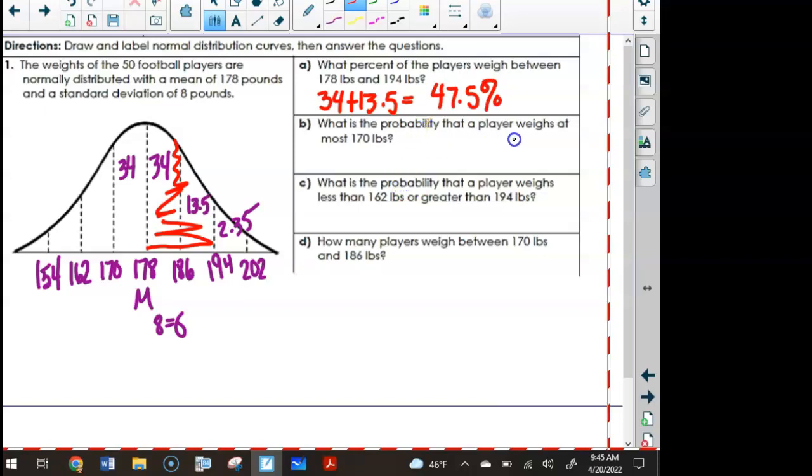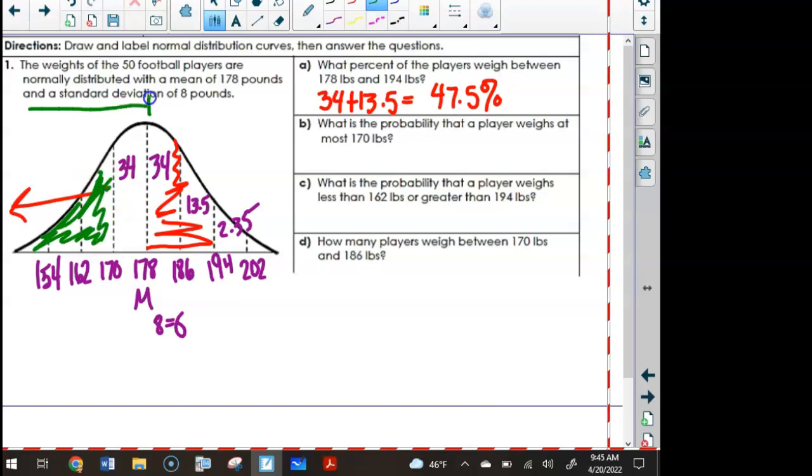What is the probability that a player weighs at most 170 pounds? Okay, at most is 170 or less, right? So we want to know this going this way. Now, it would be a very rough estimate if we just added 13.5 plus 2.35, but there's actually a little bit left over down in here. Generally, what we do in this situation, okay, let me do a different color here. So we're talking about all of this.